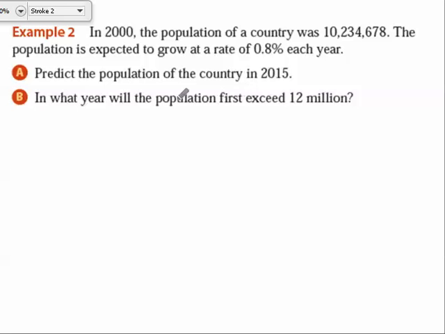So here's an example. This is a population example. It says in 2000, the population of a country was 10 million something. The population is expected to grow at 8% each year. It says predict the population of the country in 2015. Well, we've got that formula: y equals some b times 1 plus 0.08. Where did I get the 0.08? That was the rate. They told you what it was expected to grow at.